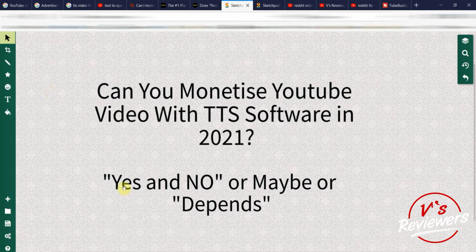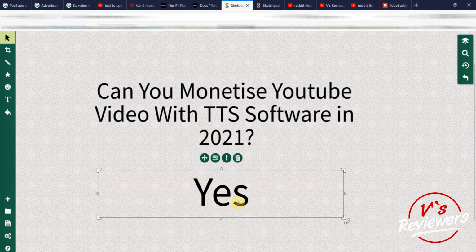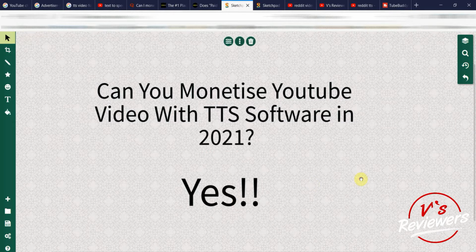And my personal opinion on this matter is yes, you can monetize YouTube videos with TTS software under certain circumstances and guidelines. And that's what this video is about, to give you guys a clearer picture on what you can and cannot do to monetize your YouTube videos using TTS softwares. So that being said, let's dig into what those guidelines are. And I'm going to walk you through how I got these guidelines.